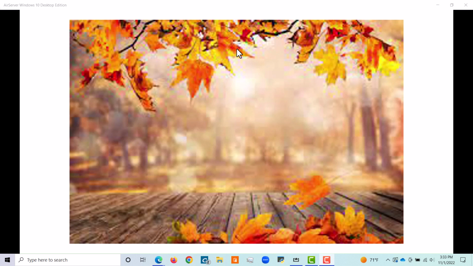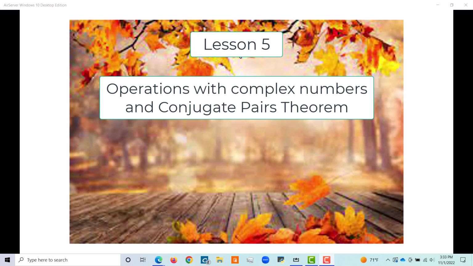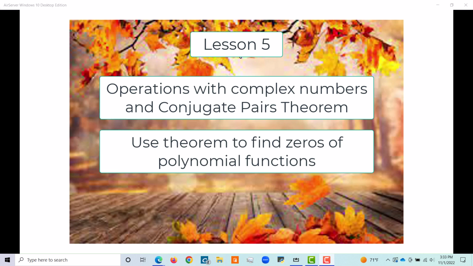This video is the first in a series of 3 for Lesson 5, which is on complex numbers. This video will be on operations with complex numbers and the conjugate pairs theorem. The second video will be on using the conjugate pairs theorem to find the zeros of polynomial functions. The last video will be on a word problem.